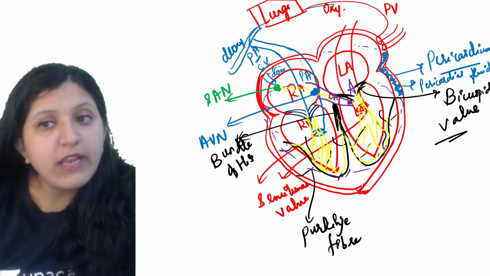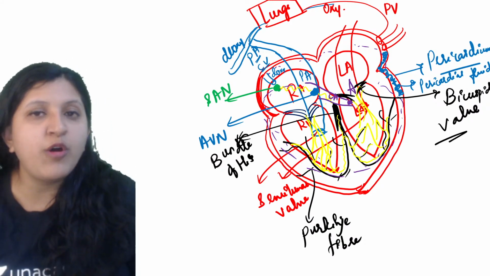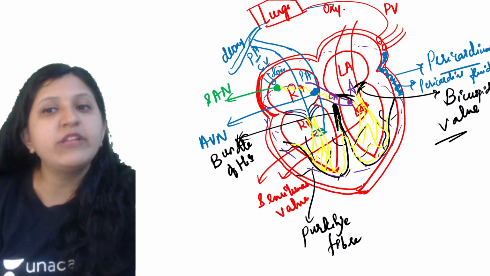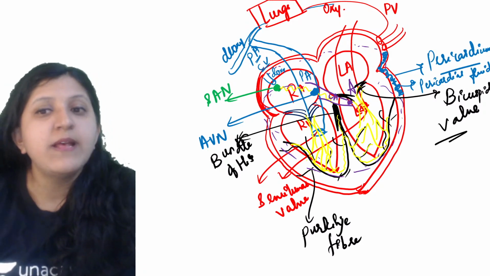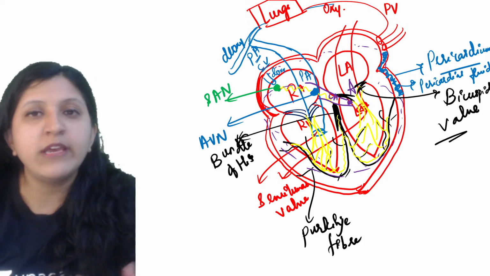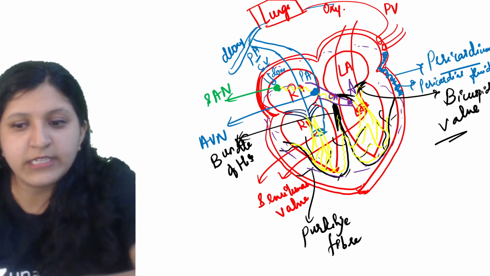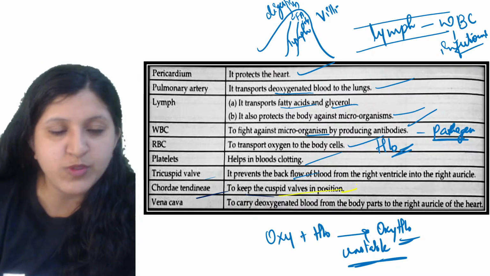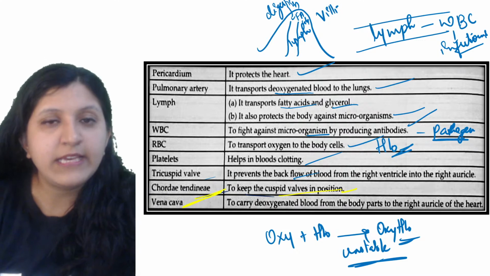Okay, so the regulation of closing or opening of the tricuspid and bicuspid valves is done with respect to the papillary muscles, which hold these valves in coordination with the chordae tendineae. That is why, to keep the cuspid valves in position, the chordae tendineae are present.